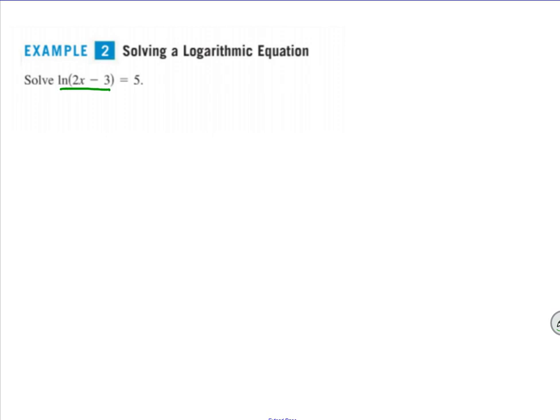So now to solve an ln, we're going to isolate the ln. And again, the ln is isolated. And what's the inverse of an ln? A base of e. And what happens with the e and the ln? They cancel. E to the 5 is some number, 40-something probably, I don't know, maybe 50-something. To solve that equation, I'm going to add 3 to both sides and divide by 2.